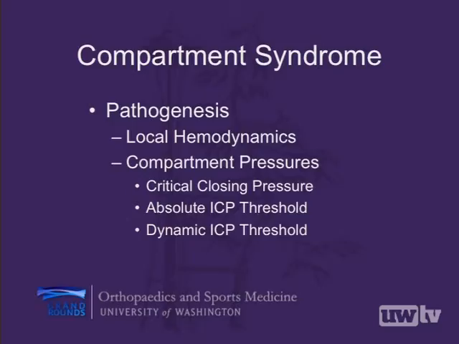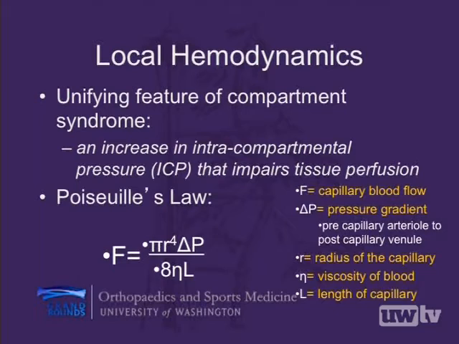First, talking about hemodynamics, the unifying feature of compartment syndrome is that there is an increase in the intracompartmental pressure, or the ICP, that impairs tissue perfusion. And this can be explained by the law of Poiseuille, which is described there. F is the capillary blood flow. The delta P is the pressure gradient that spans across the capillaries from the precapillary arteriole to the postcapillary venule. The R is the radius of the capillary, or the capillary bed. The mu is the viscosity of the blood, and the L is the length of the capillary.